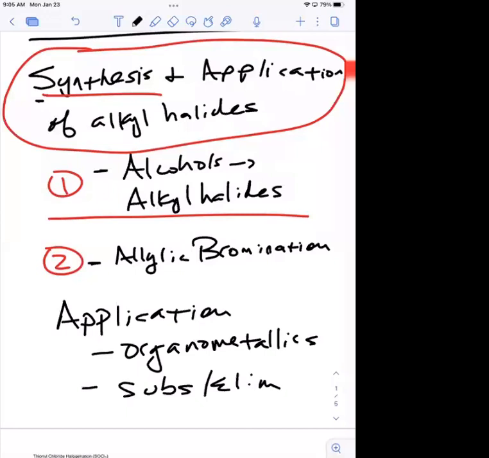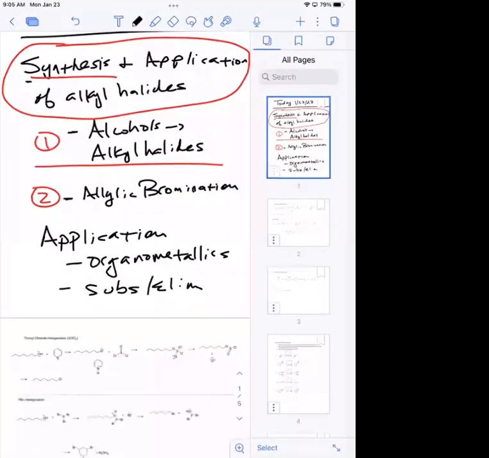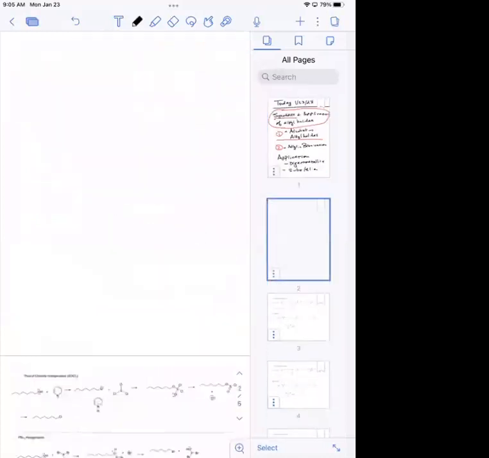But the part that's on our exam that's coming up is only going to be the alcohols to alkyl halides. So let me add a page here, and so I guess the question is, what is an alkyl halide, right? It's a type of functional group, but what do you think it is? Anybody?